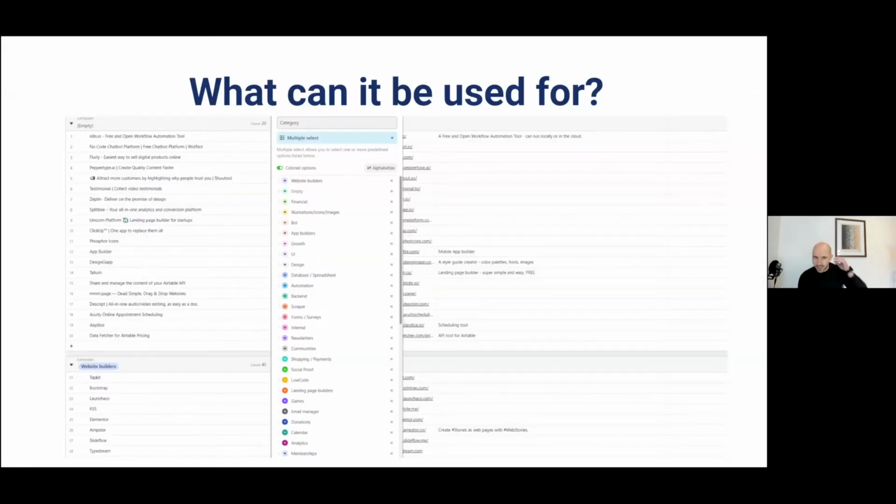What can it be used for? Well, the world is kind of your oyster with this. What I've got here on a screen is a database built in Airtable, and I've segmented all these different types of no-code tools into different uses. And there's things in there, you can build a website, you can do databases, you can do landing pages, you can do email, you can do a whole list of things.